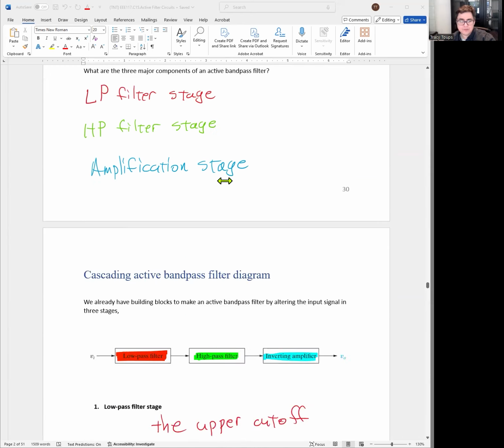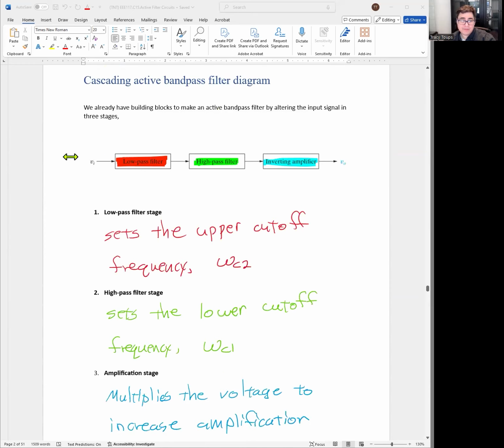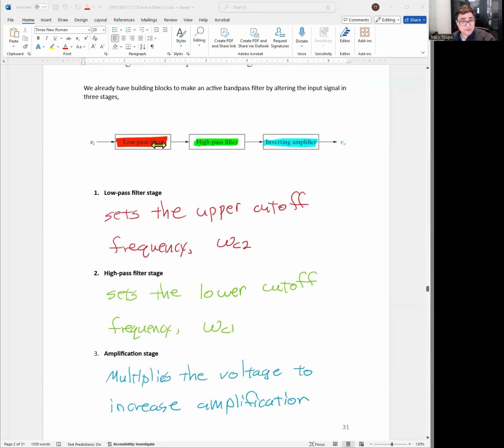Okay. So the idea is we're going to have an input signal. We're going to go through the low pass filter to knock out high frequencies outside the pass band. Whatever's left goes to the high pass filter next, and that will then knock out the low frequency signals. So now coming out of here in the middle, the low frequency is gone, the high frequency is gone. All we have left is a pass band in the middle, right here. And then we go through the amplification stage to increase the signal to whatever level we want.